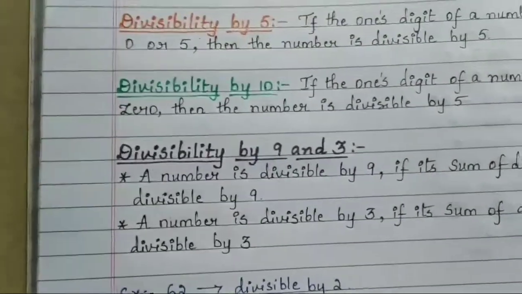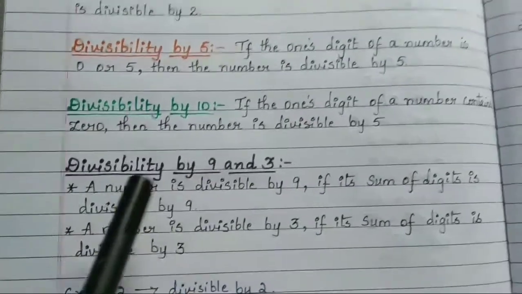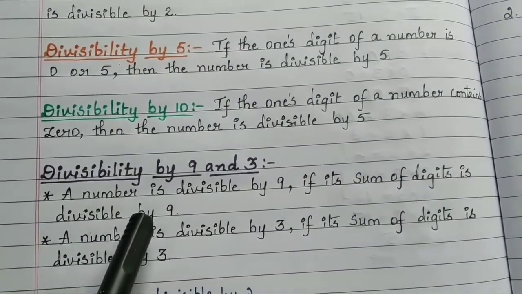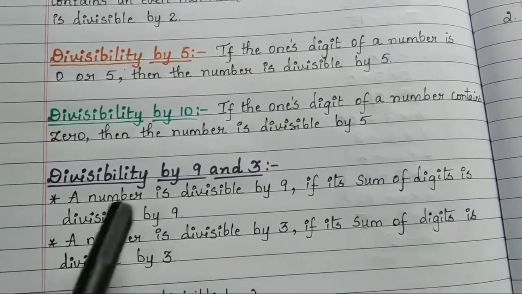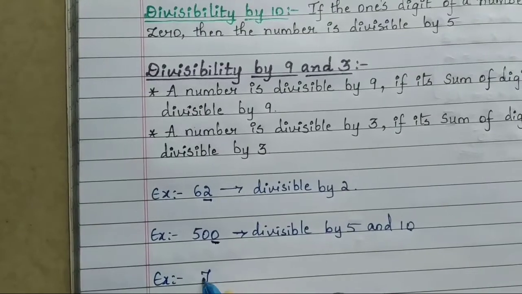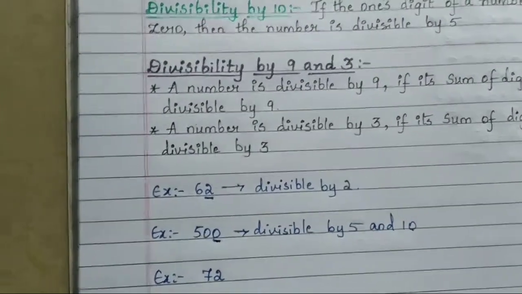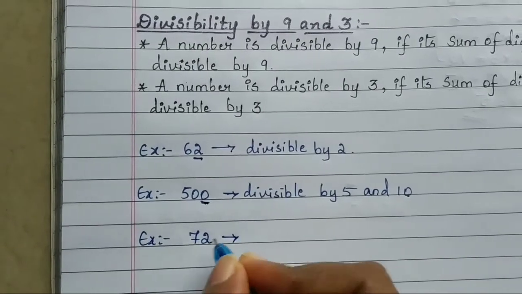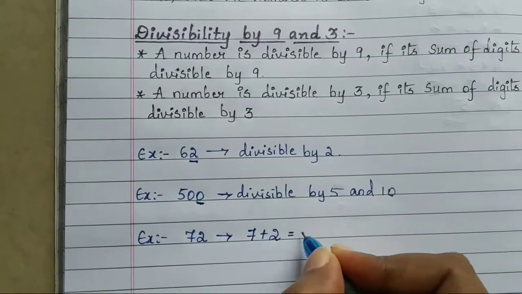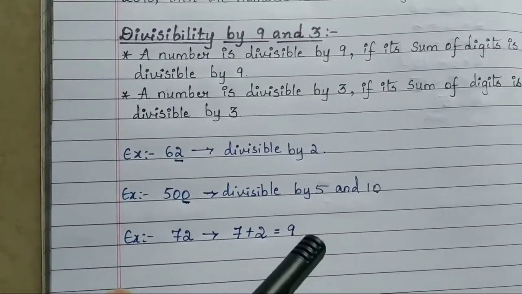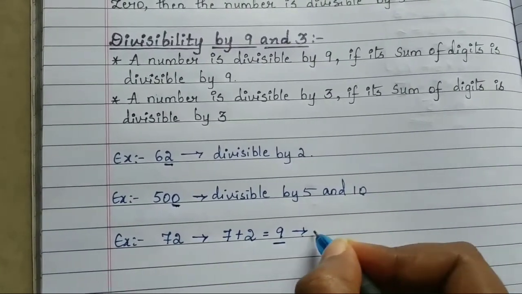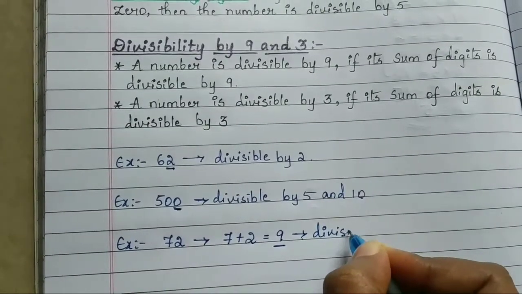Okay, next we will see what is divisibility by 9 and 3. A number is divisible by 9 if its sum of digits is divisible by 9. Suppose, let us take an example of 72. Okay, so what we have to do is we have to take the sum of these digits. So the sum of these digits will be 7 plus 2, which is equal to 9. Whether this 9 is divisible by 9? Yes, of course. So we can write it is divisible by 9.